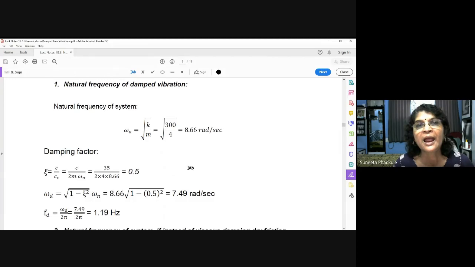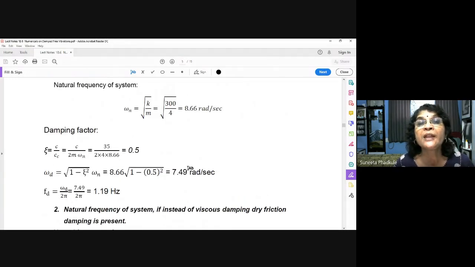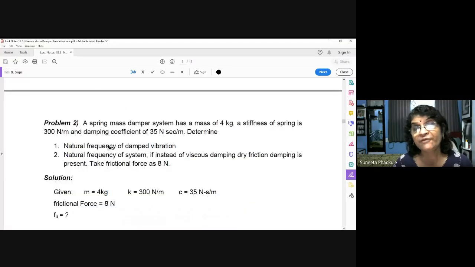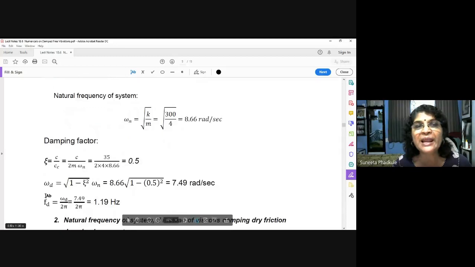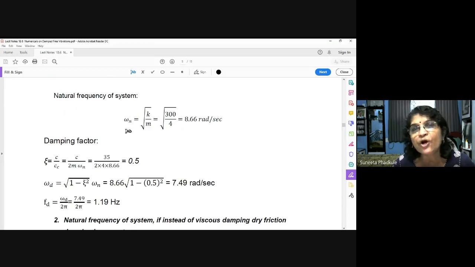Now this is the natural frequency, but see here, don't confuse between damped frequency and natural frequency. See, what is asked here? Natural frequency of damped vibration. That means it is not omega n, it is omega d. What you want to find out? Omega d, not omega n. Omega n is the natural frequency, that means whenever damping is not present. But you always require omega n. So first thing in the problem, always you find out omega n.